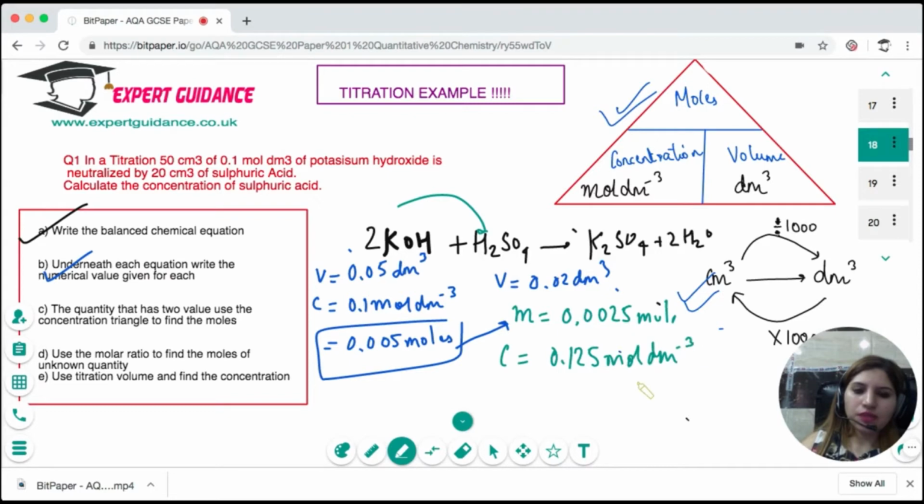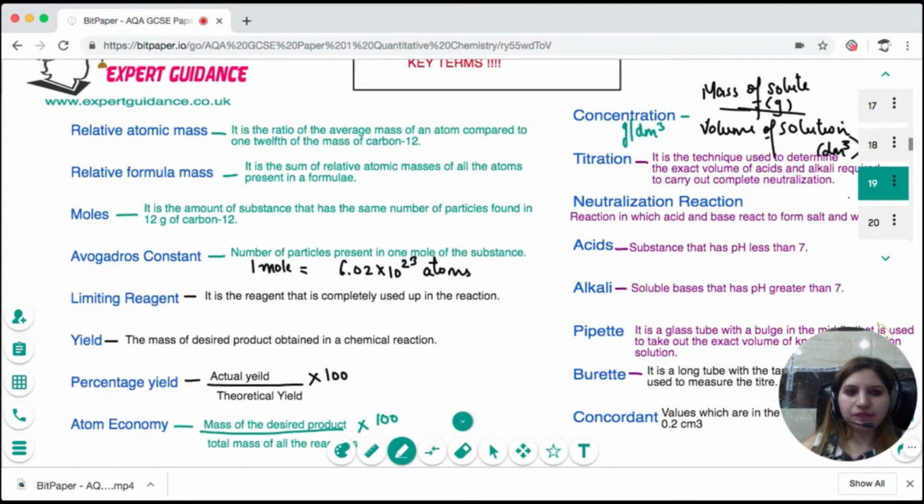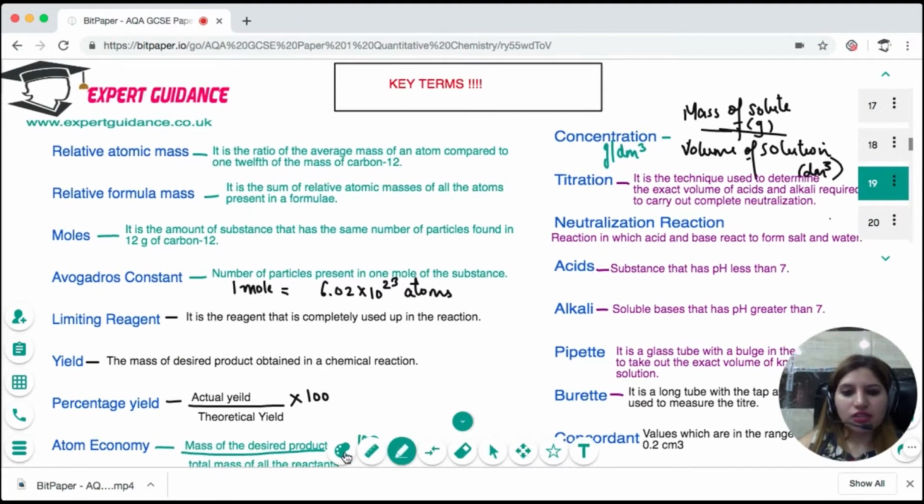So I hope this process is clear to you. Write the balanced chemical equation, write the values underneath each for which you have more values, find out the moles of the other by the molar ratio, and then do the concentration calculation according to this triangle. And remember, centimeter cube to dm cube, you need to look at this. Okay, so I hope this titration example is clear to you and all the calculations that we have done in this. Now let us just quickly look over what are the key terms we saw in this unit.